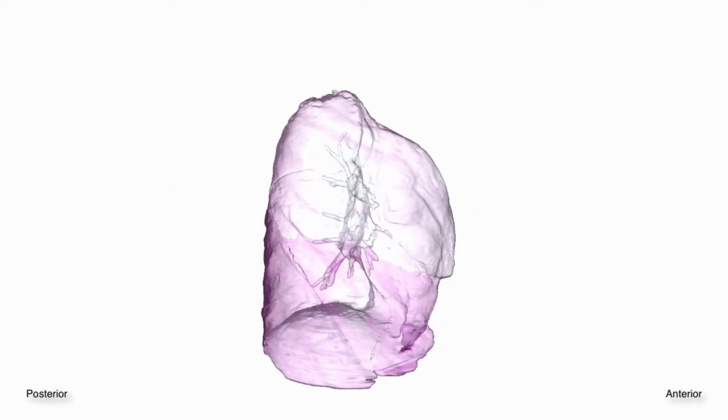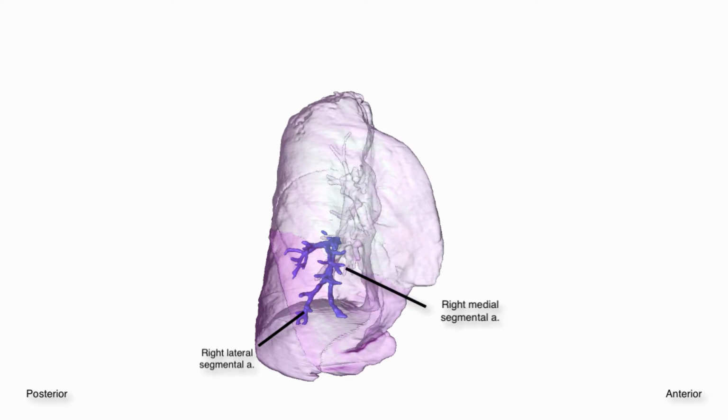Now we will look at the middle lobe. The middle lobe has two arteries, the right lateral segmental artery and the right medial segmental artery. There is only one vein that drains the middle lobe, the right middle lobe vein.